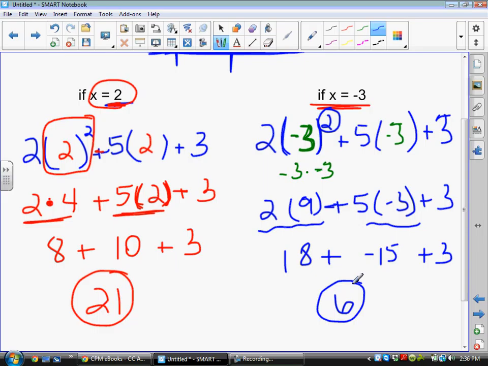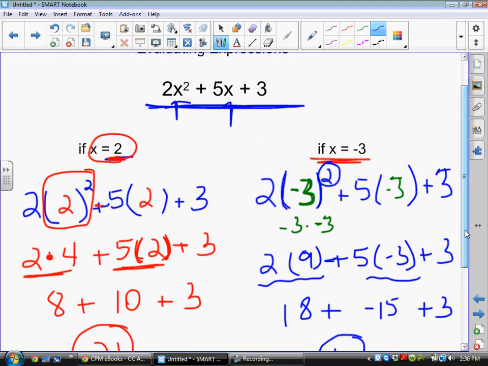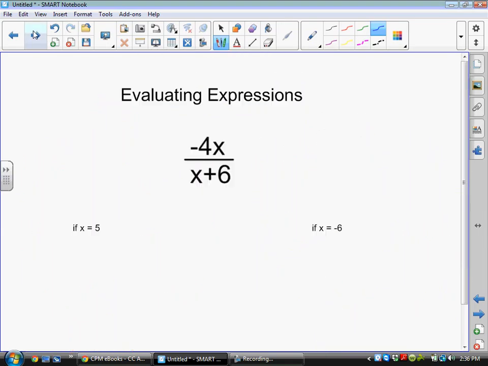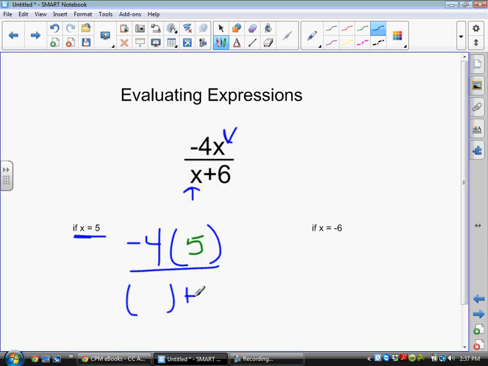Okay, so again, make sure if you're doing negative numbers that you put them in parentheses. This one, we had something squared. Now we're going to do another example where we're evaluating, and it's in a fraction. We're going to do the same thing, plugging in x is worth 5. Wherever I see an x, right here and right here, those are going to become 5s now. So I have negative 4 times 5 divided by 5 plus 6. I'm just writing it like this so you can see I'm just replacing the x's with the number 5.